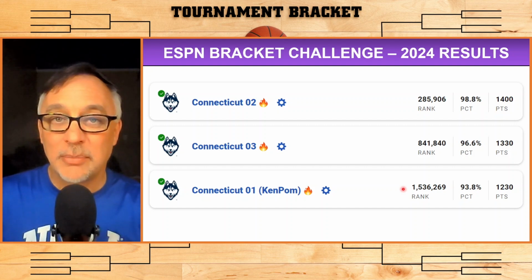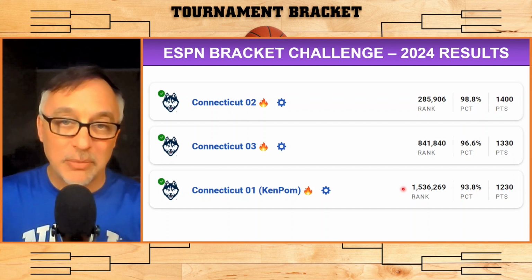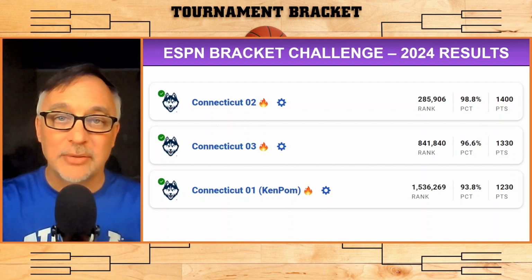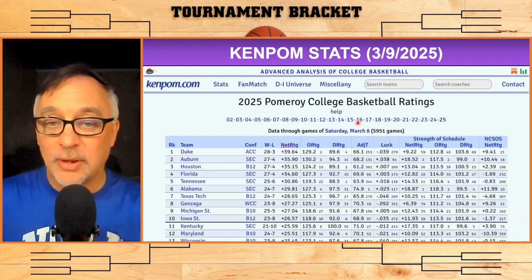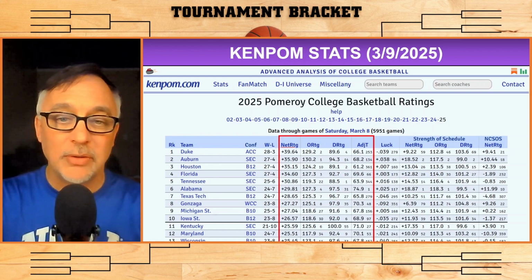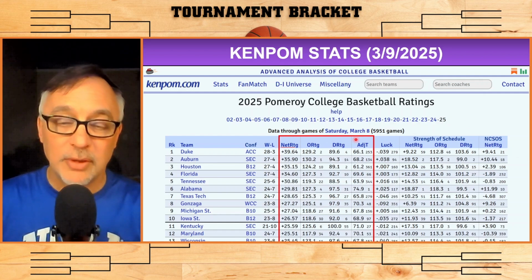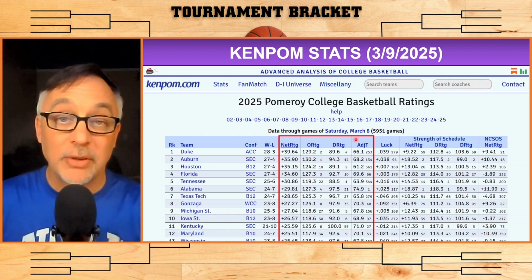So if you want to get a leg up in your bracket pool, this is not a bad way to go. Let's take a look at the KenPom stats. Here are the KenPom stats for March 9th, 2025, updated after Saturday's games, March 8th. And one more time, we're going to use the stats right here, the net rating, offensive rating, defensive rating, and adjusted tempo to make our KenPom prediction formula.